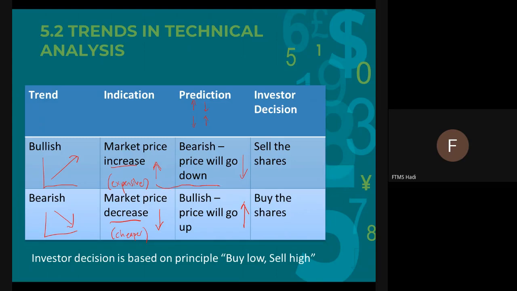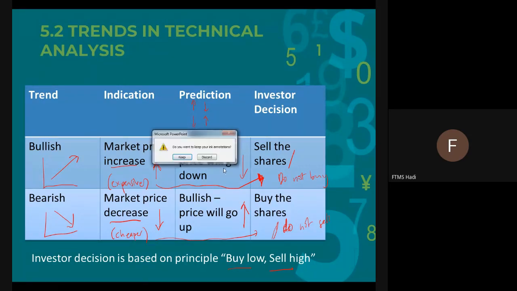If it is more expensive, that means the investor can sell the shares or not buy. Do not buy because it is expensive. But for bearish, if the price is cheaper, that means it is an opportunity for the investor to buy the share, or if they have shares, not sell, because they don't want to lose. So the decision is based on the principle of buying at a low price and selling at a high price. Okay, I will give you a numerical example of this.